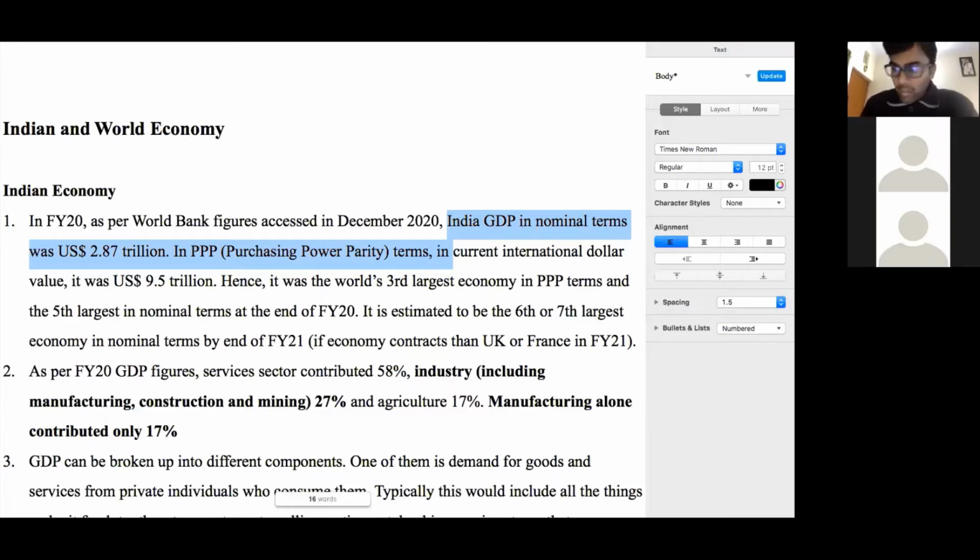That is taking an average of the exchange rate of the Indian rupee vis-a-vis the US dollar, and then converting India's total GDP in terms of rupees to that, multiplying it with that value of the US dollar in Indian rupees. So we arrived at this figure of US dollar 2.87 trillion. Again, I'm repeating, in nominal terms simply means that what was the latest, you can say the very recent average figure of the US dollar compared to the Indian rupee.